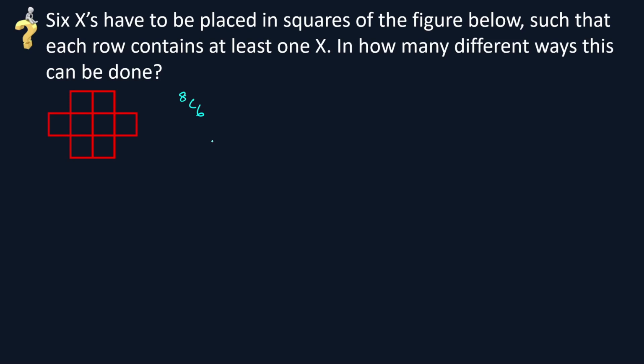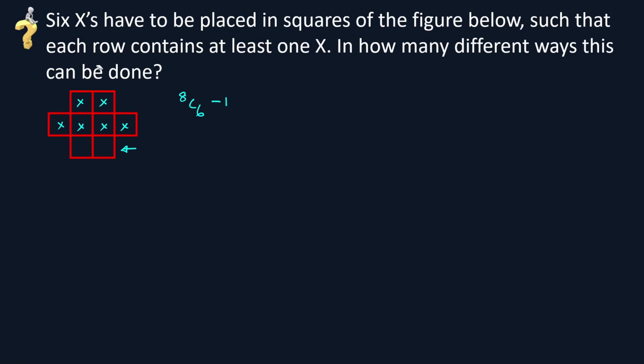So the total number of ways of putting the 6 x's in these 8 squares is 8C6. Okay? Now you see, there are two ways where your 6 squares can be chosen in this way. In that case, this row remains empty. So that has to be subtracted because that is not our condition. Our condition is all the rows will have at least one x. So I have subtracted that option.